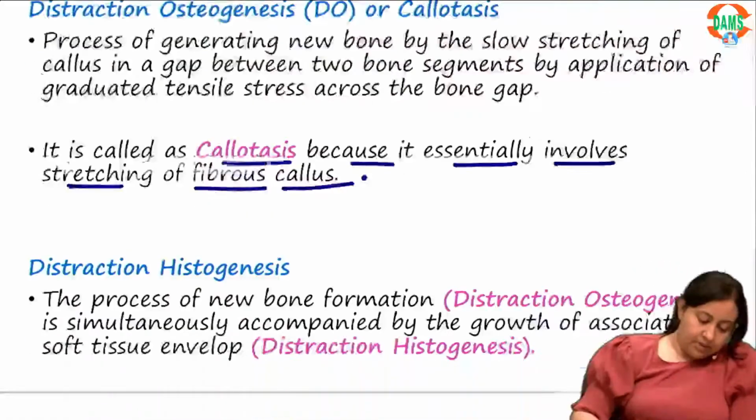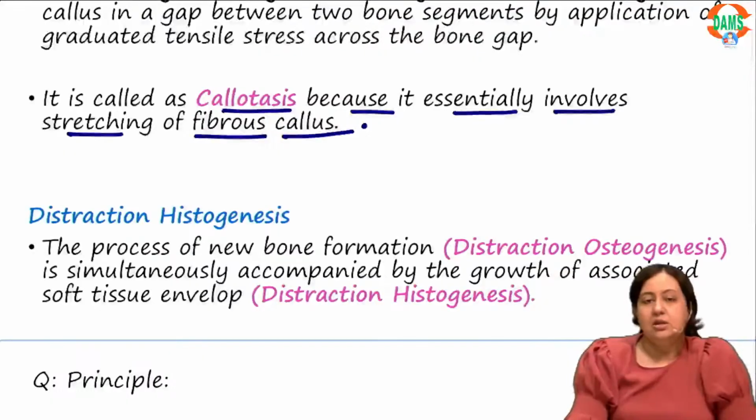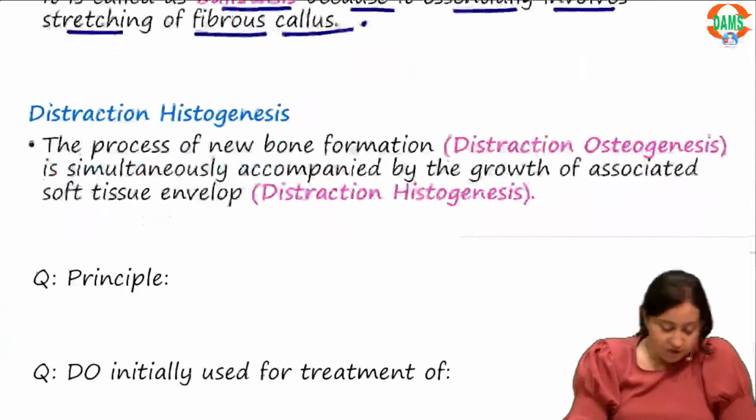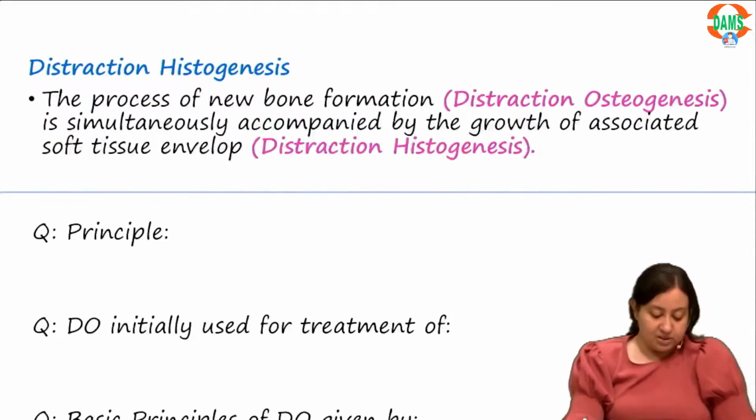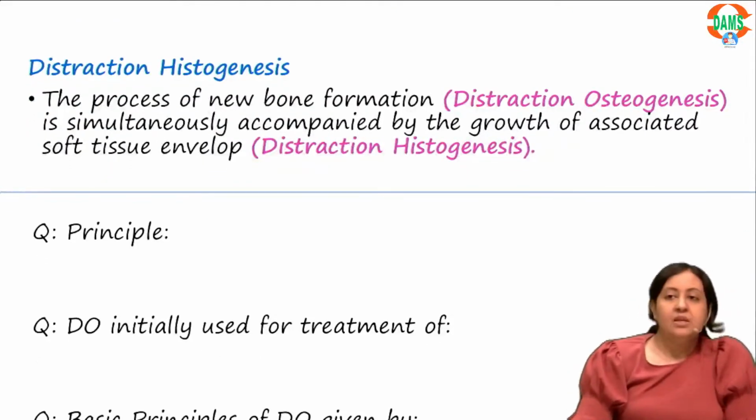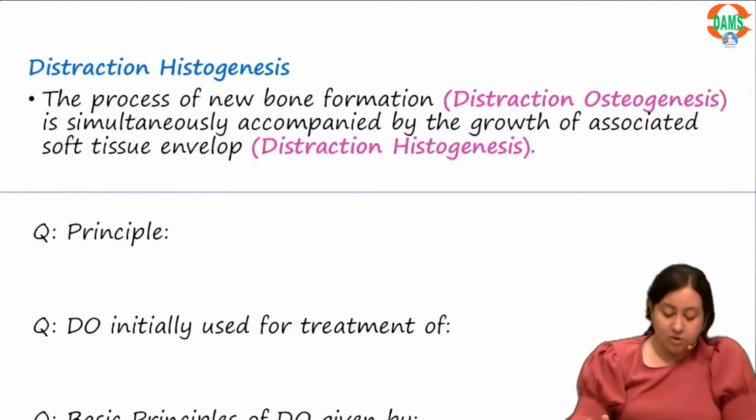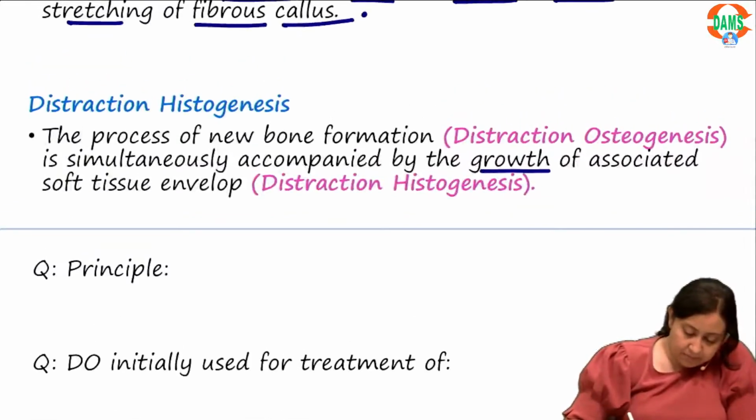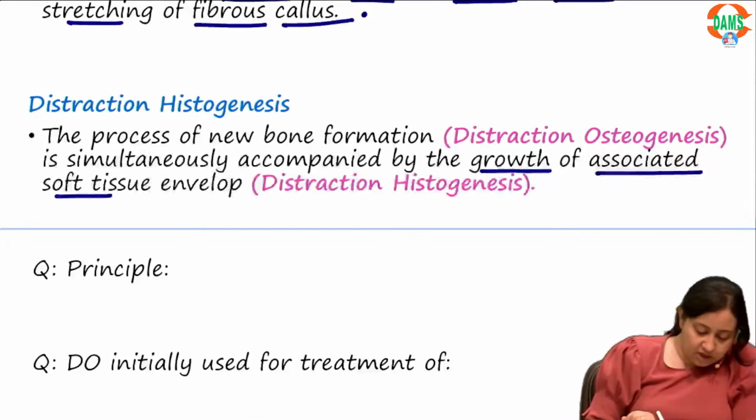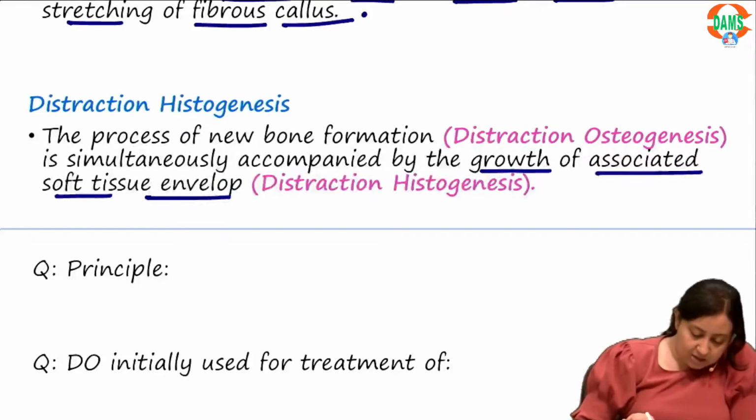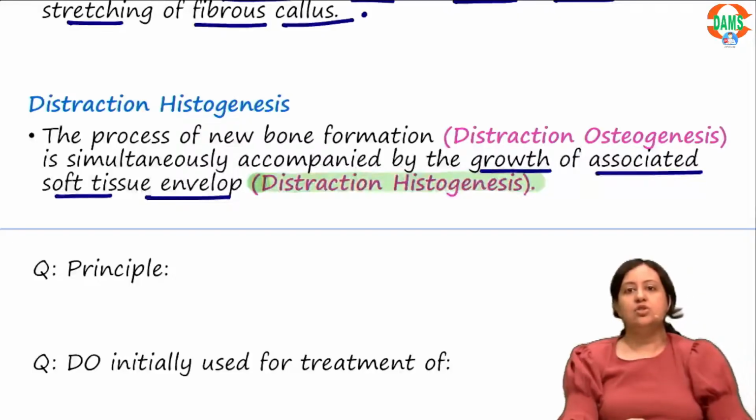Now, distraction osteogenesis is also associated with distraction histogenesis. What is distraction histogenesis? It means the process of new bone formation, that is distraction osteogenesis, is simultaneously accompanied by growth of the associated soft tissue envelope. That is why it is also known as distraction histogenesis.